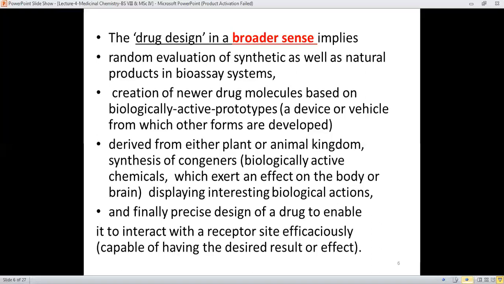It means that there is random evaluation of the synthetic compounds: there are 100 samples and you take randomly, say, 10 samples. After that, there is creation of the new drug molecule based on the biologically active prototypes. Only the biologically active molecules will go towards the synthesis, or the formulation, of newer drug molecules, and the less biologically important molecules, we will discard those protocols, pathways, series, or synthetic schemes as well.